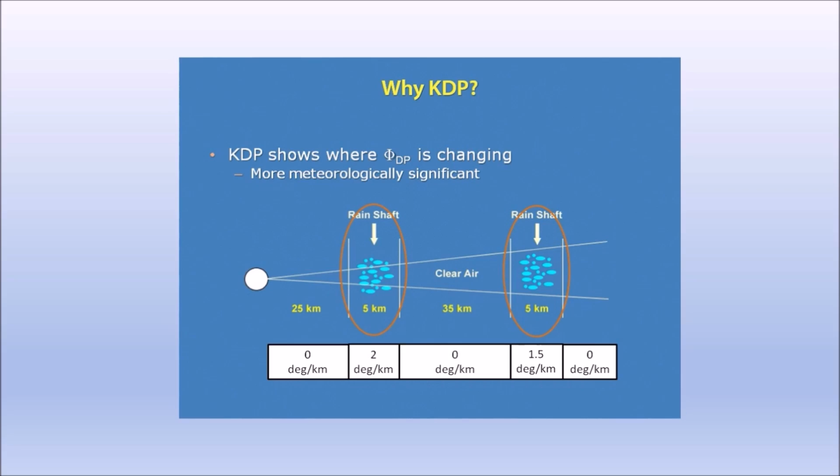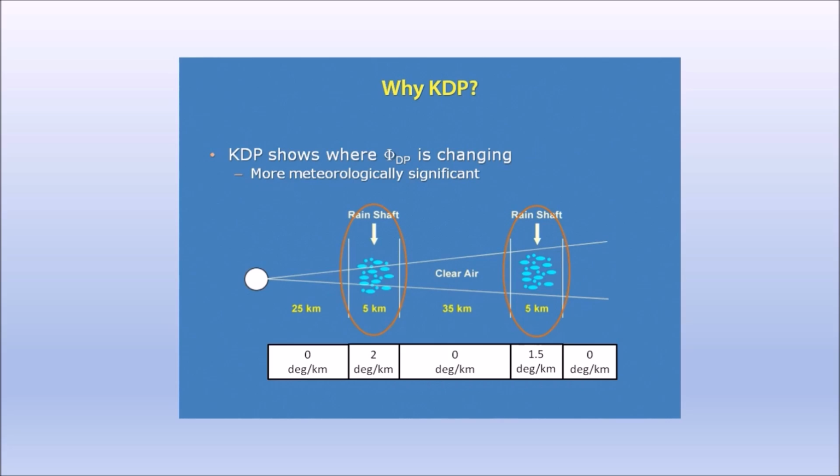In the second range shaft, the differential phase shift increases from 20 degrees to 35 degrees, so it increases by 15 degrees. Dividing this value by twice the distance over which it occurred, 10 km, gives a KDP of 1.5 degrees/km. Past the second range shaft, the KDP goes back to 0 degrees/km for the same reasons it did in the clear air in between the two range shafts.